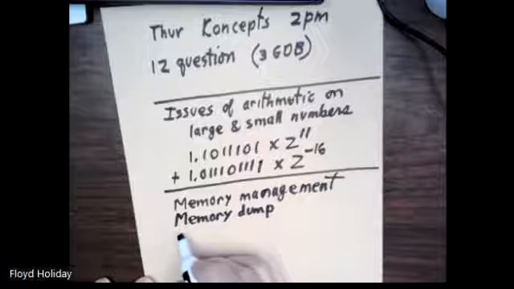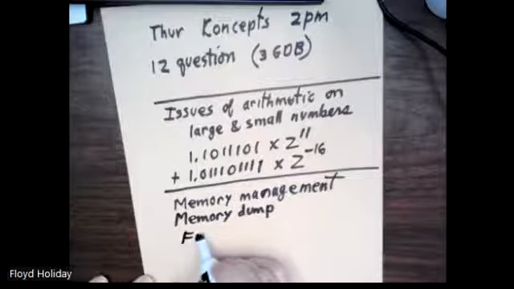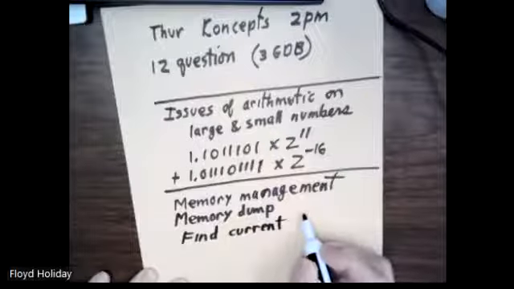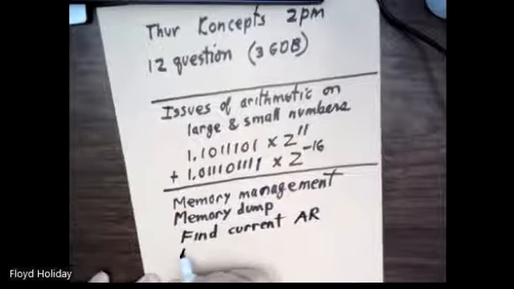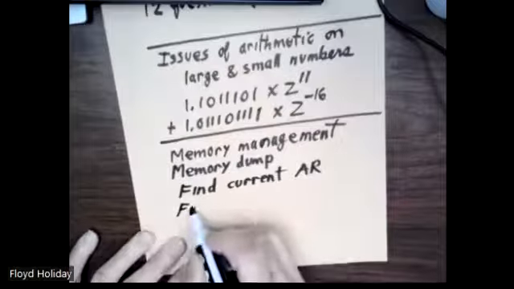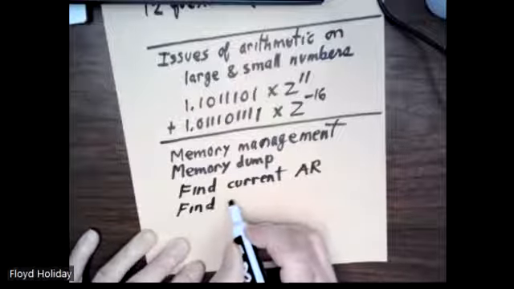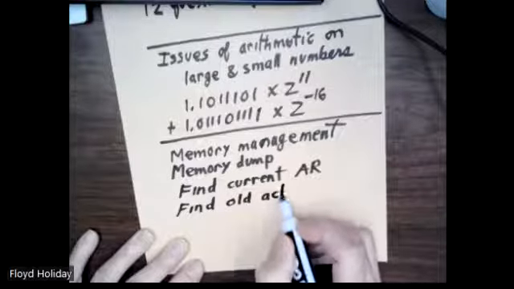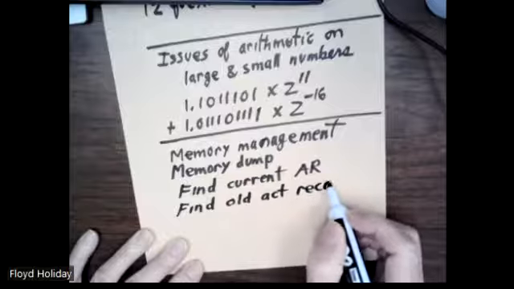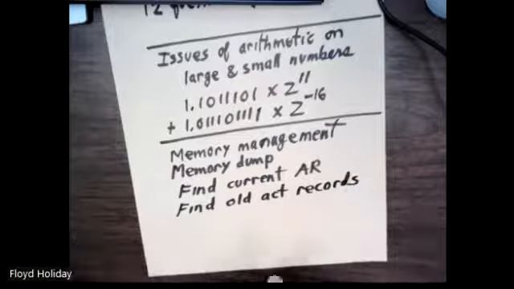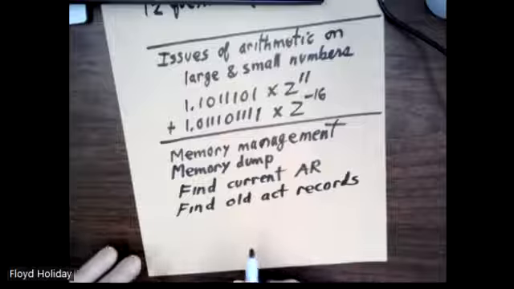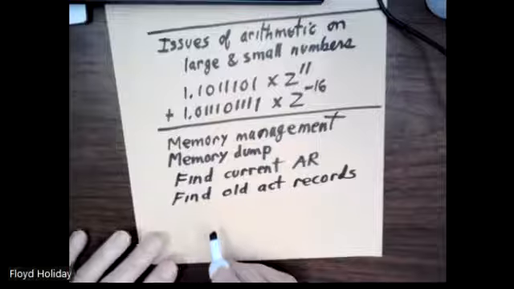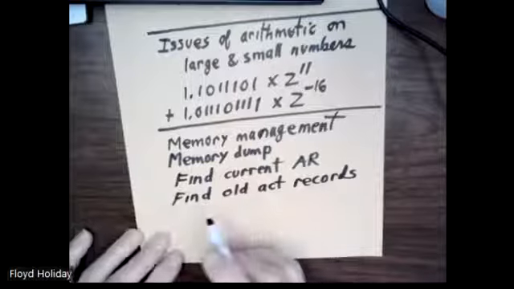And within memory, can you find the current activation record? And the second part of that question is, can you find the dormant activation records? Okay, there's a question coming, and some suggestion. How do you study for that? Well, you need a memory dump. See, in order to practice doing this.